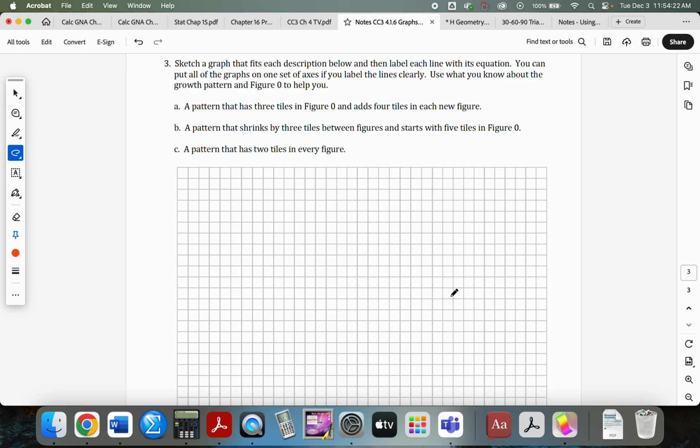All right, so here we want to sketch a graph that fits each description and then label each line with its equation. You can put all the graphs on one set of axes if you label the lines clearly. Use what you know about the growth pattern in figure 0 to help you.